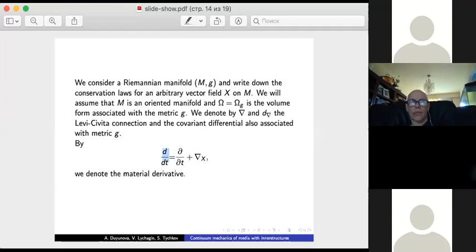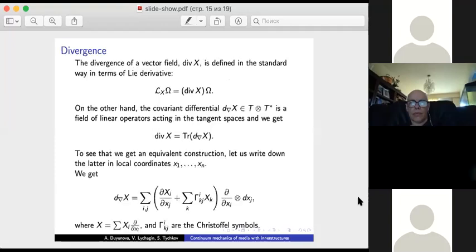The next thing we need is to construct some kind of generalization of the divergence operator of vector fields and of linear operators. So the divergence of a vector field may be defined in the standard way through the Lie derivative.